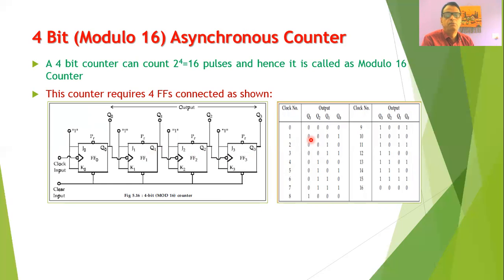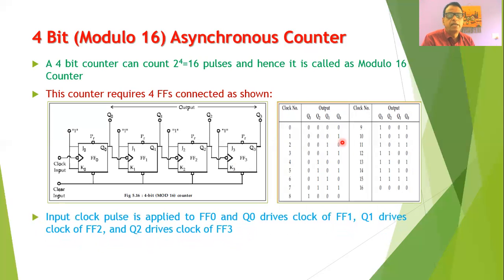After application of the first clock pulse, we will get the output 0, 0, 0, 1, then 0, 0, 1, 0, then 0, 0, 1, 1, then 0, 1, 0, 0. And in this way, after application of the 15th clock pulse, we will get the output 1, 1, 1, 1. When we apply the next clock pulse, the output of all the flip-flops will become 0, and therefore we will get the output 0, 0, 0, 0. That is the initial output. If I apply the 17th clock pulse, then again I will get the output 0001, and the same sequence is repeated. Therefore we can say that this counter has 16 states, and so it can count 16 clock pulses.